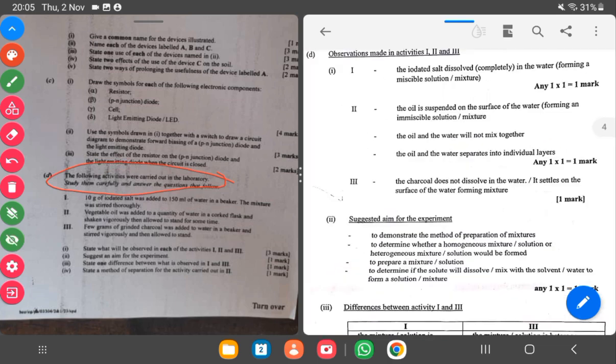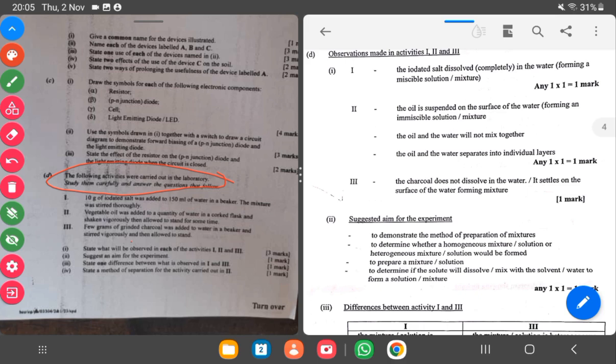10 grams of iodated salt was added to 1 ml of water, and the mixture was stirred thoroughly. Vegetable oil was added to a quantity of water in a corked flask, shaken vigorously and allowed to stand for some time. A few grams of grinded charcoal was added to the water in a beaker, stirred vigorously and allowed to stand. State what will be observed in II and III.